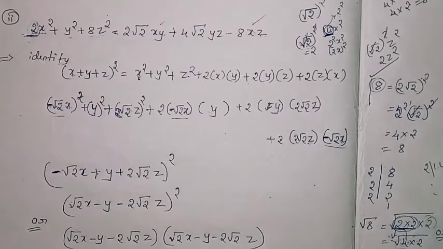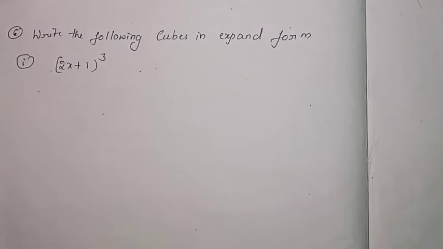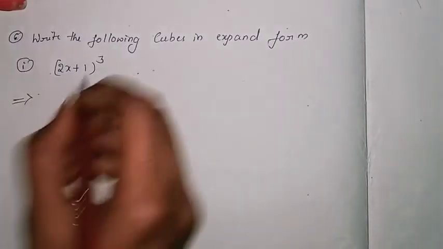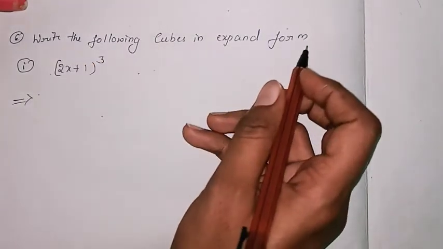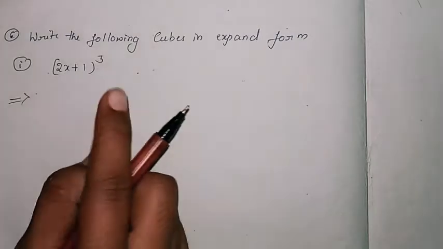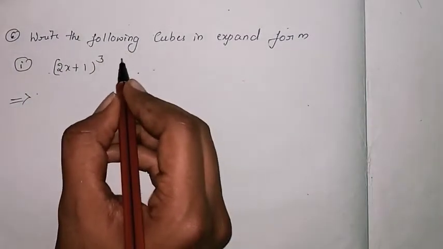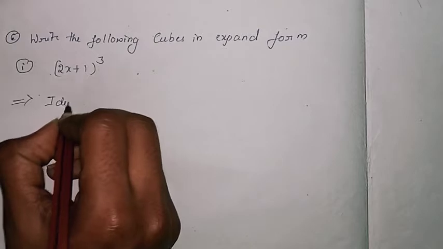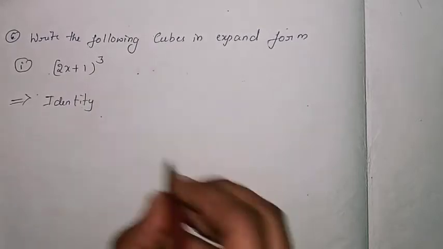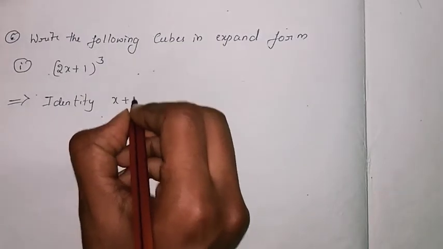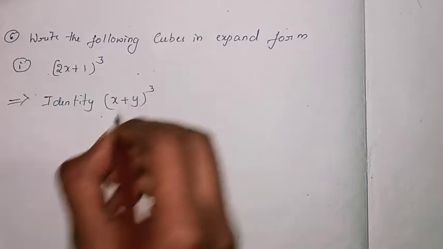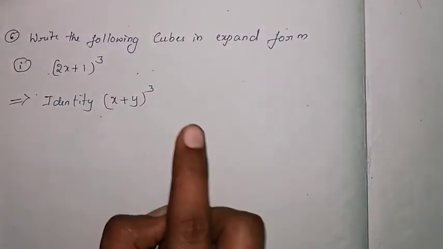So this is about factorization of the second point. Next we will move towards the sixth problem. Now write the following cubes in the expanded form. They have given the cubes, and you have to expand this one in the cube form. For that we use an identity, and I will tell you how to remember that identity, x plus y whole to the power cube.